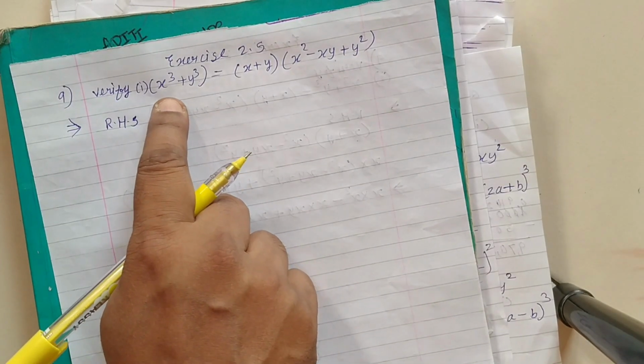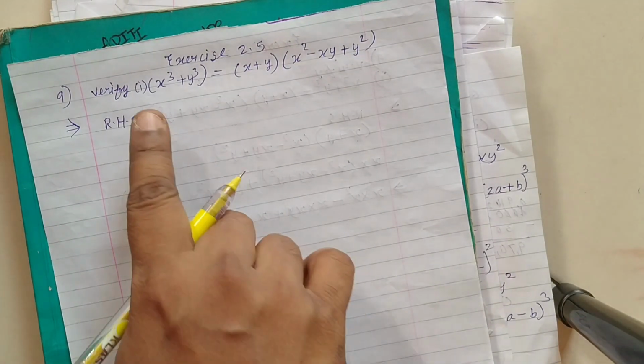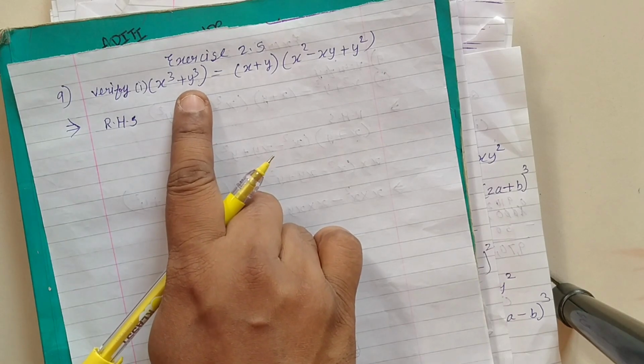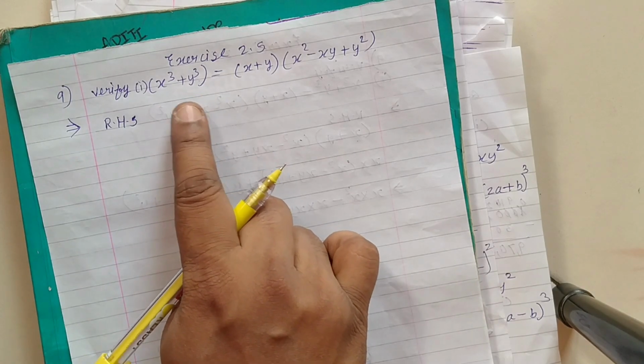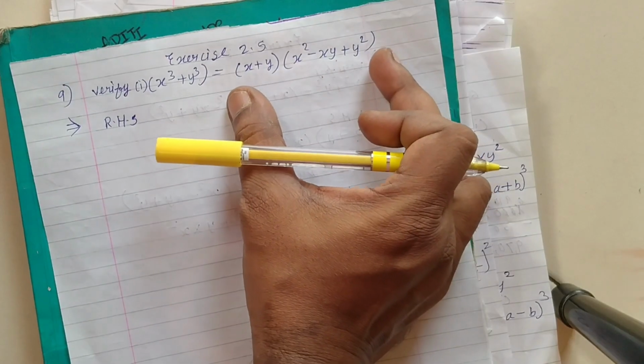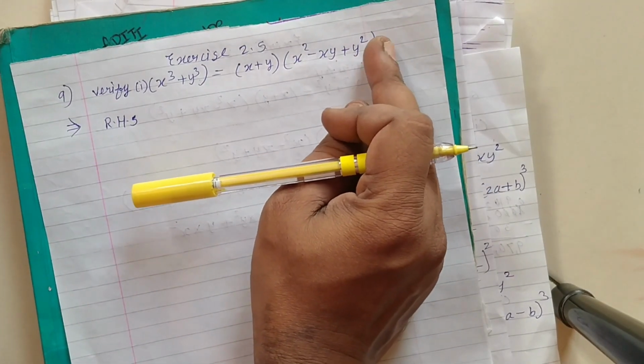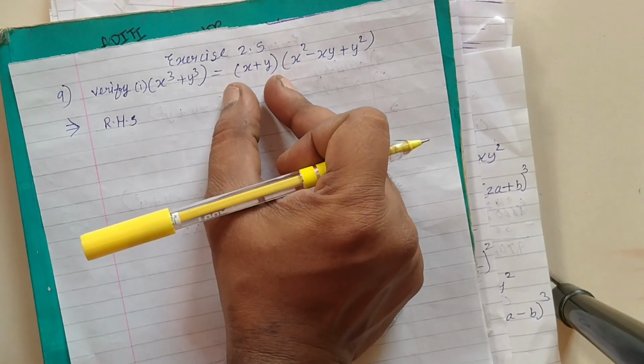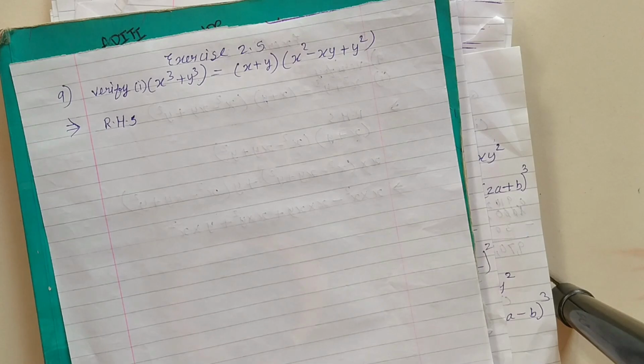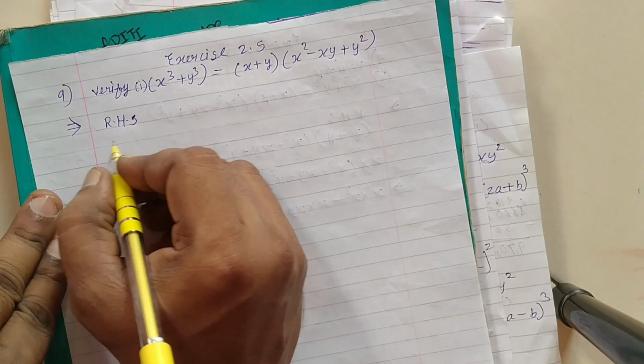Now see the left hand side, x cube plus y cube. We can't expand this one. There is no law or identity or something like this. Now see the right hand side. It is x plus y into x square minus xy plus y square. So this is nothing but multiplication of binomial with trinomial, which we have studied in the 8th standard. So we will use that concept.